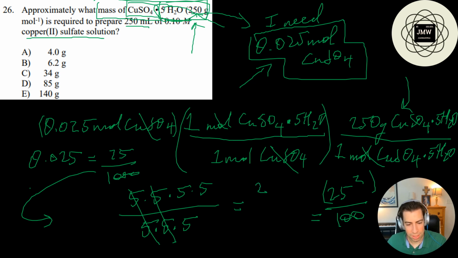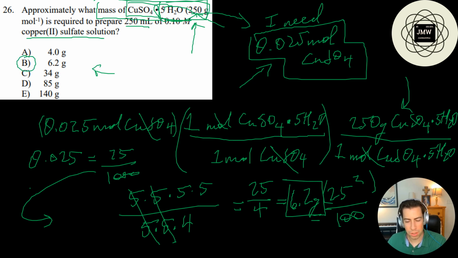Wait a second, I'm sorry. I was like, wait, that doesn't make sense. Sorry, that should have been a 4. This is a 4 right here. So now I'm left with 25 divided by 4, which should be the closest to 6.2 grams. All right, so if I look over here at my answer choices, 6.2 grams is the closest to 25 divided by 4 and is therefore the correct answer.